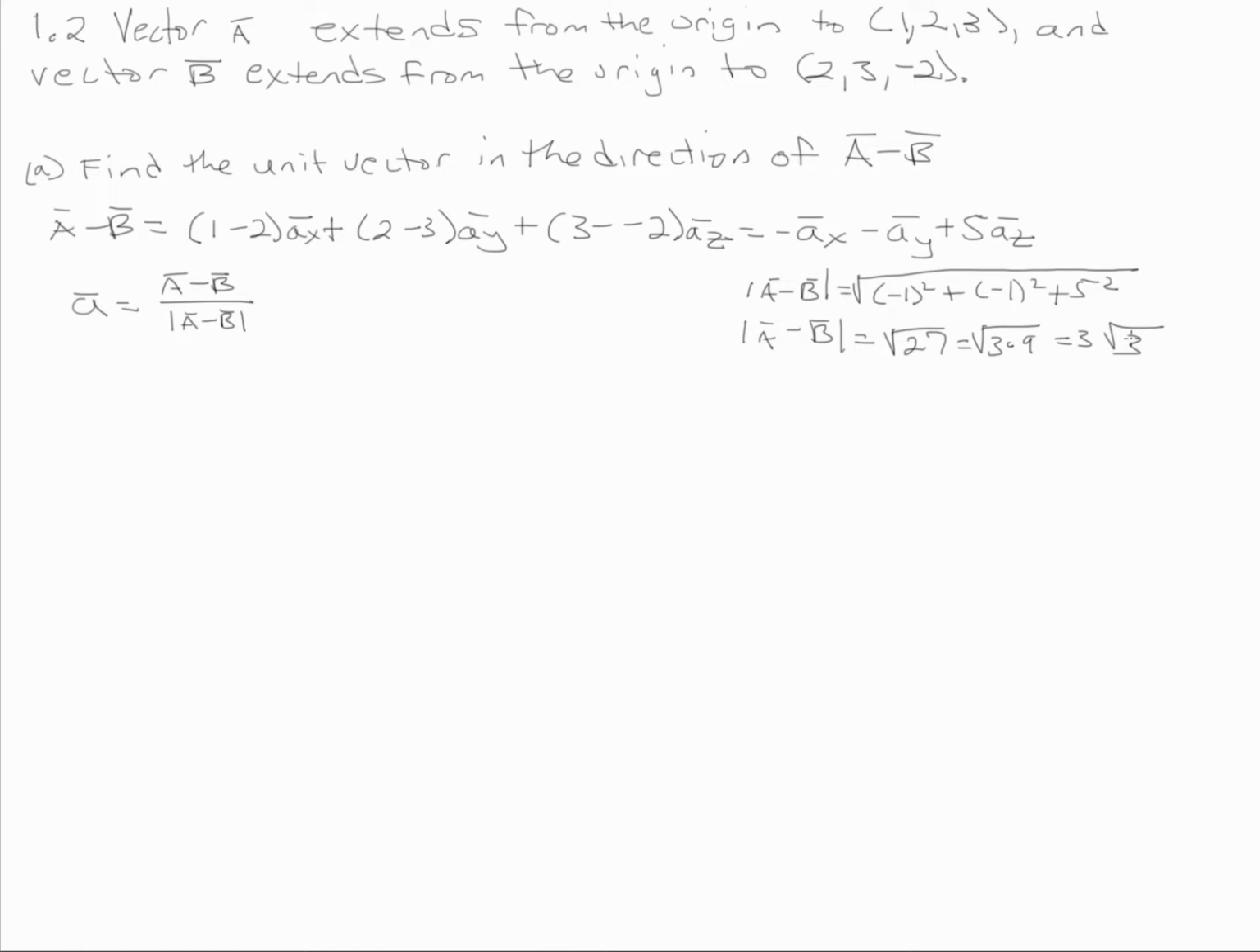So that's the magnitude. Now we can plug that in here. We know what A minus B is. We calculated it, so that's minus AX minus AY plus 5AZ divided by the magnitude, which is 3 times the square root of 3. So that's the answer. That's the unit vector in the direction of A minus B. We can put a little line here saying that's our answer.